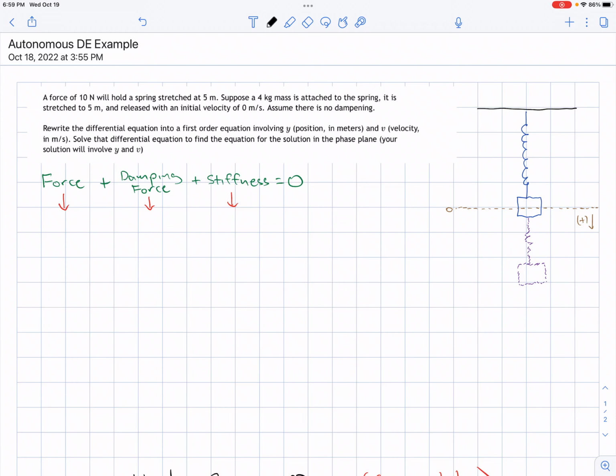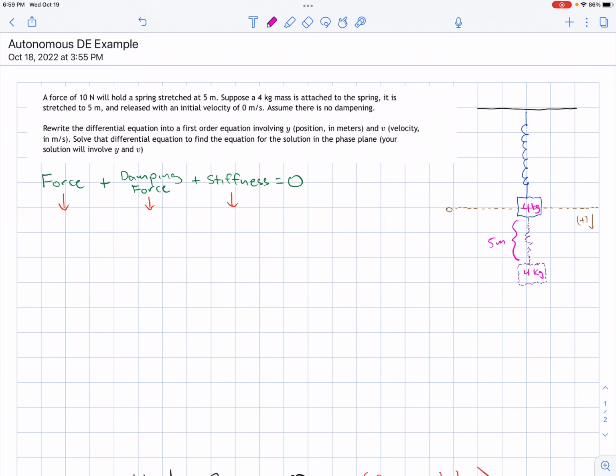Okay, so in this video we'll go over an autonomous differential equation example. In this example we have a force of 10 newtons that will hold the spring stretched at 5 meters. I'm going to show here a spring stretching something 5 meters. Suppose a 4 kilogram mass, and this is the kilogram mass in this diagram, is attached to the spring. It is stretched to 5 meters, which I already wrote there.